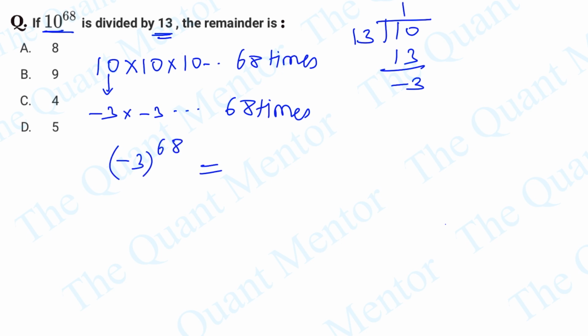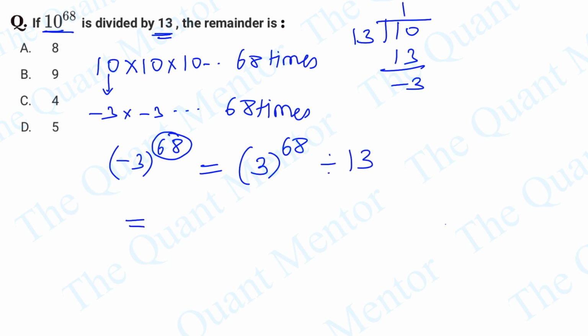Further, you can ignore the minus sign here because the power here is even. Any negative number raised to an even power, minus into minus is going to be positive or plus. So you can ignore the minus sign also. You can treat the further remainder as 3 power 68, and we are going to divide this by 13 and find the remainder.